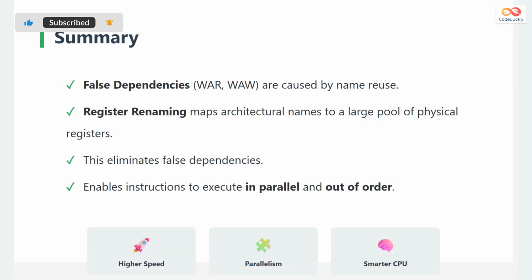To summarize, register renaming is a fundamental technique in high-performance processors. It works by breaking the link between the limited register names used by software and the physical storage in the hardware. By eliminating false dependencies like WAR and WAW hazards, it unlocks the full potential of out-of-order execution, allowing your CPU to run faster and more efficiently.